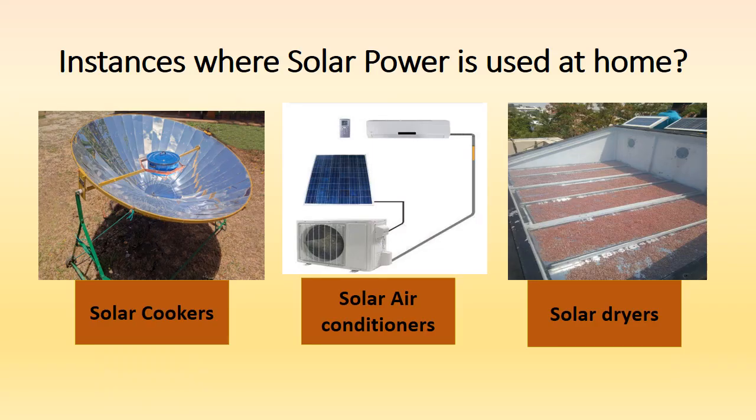Let me tell you about the instances where solar power is used at home. So it is used in solar cookers. Solar cookers are used to cook our food. So you can see in the picture how the solar cooker is used to cook food. And there are solar air conditioners, and then the solar dryers. So you can see that these are the instances where solar power is used at home.